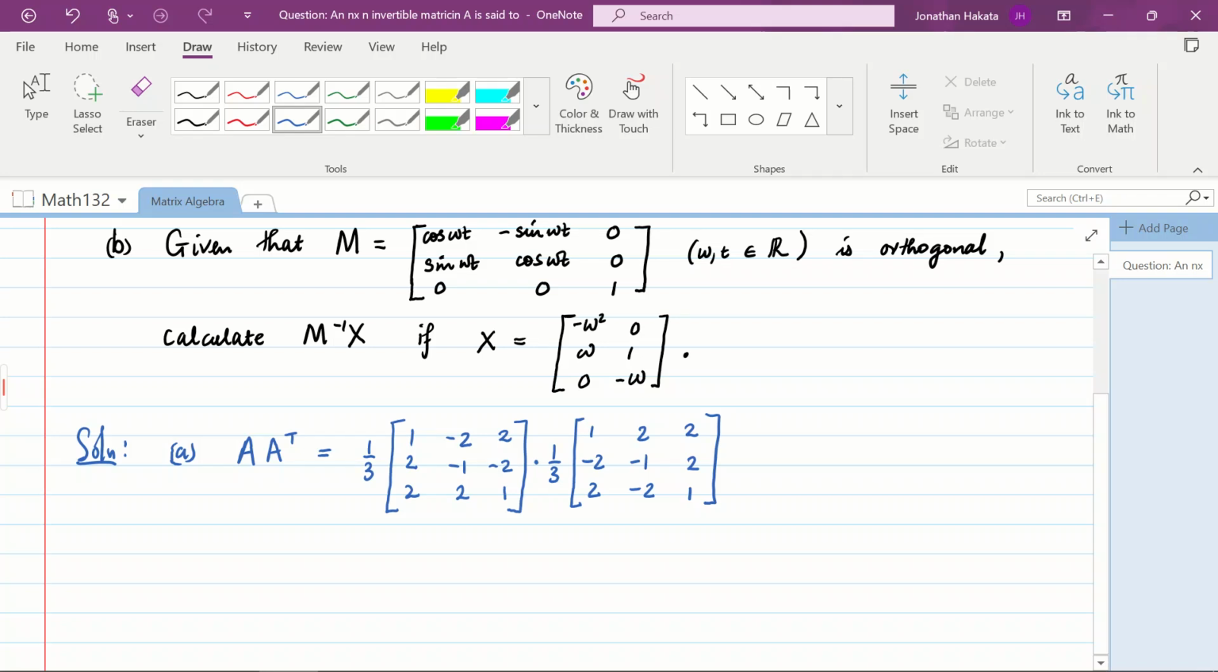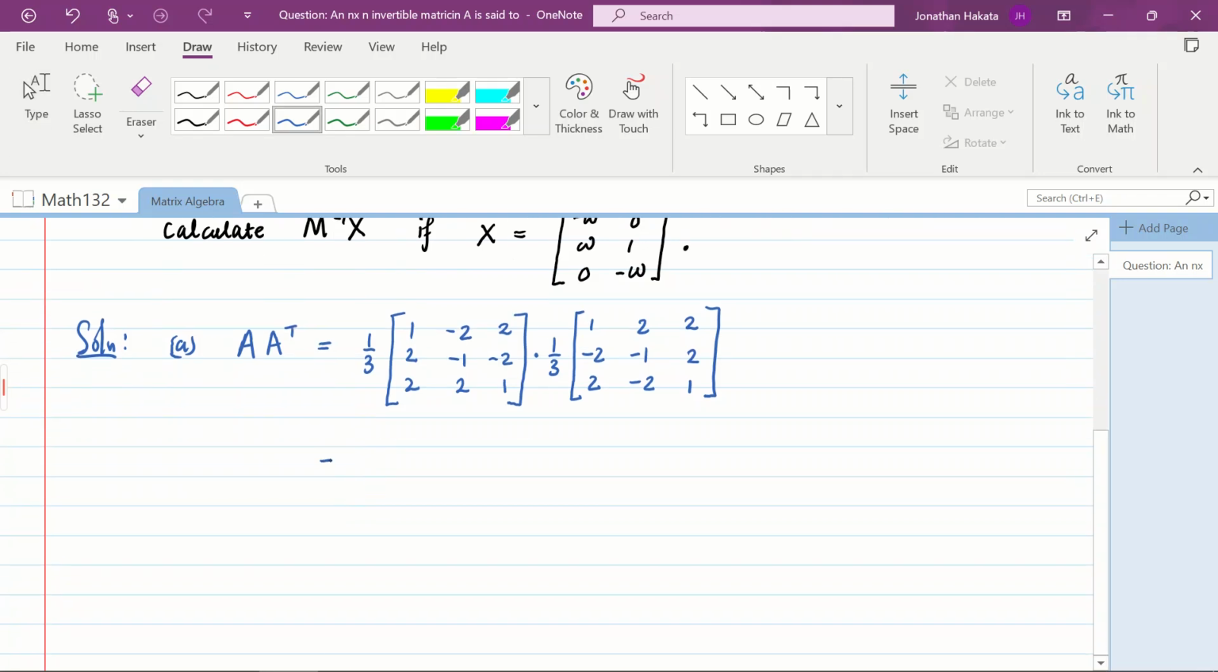Okay, so let's try to do the multiplication here. So 1/3 times 1/3, we always get 1/9. And let's do this long multiplication. Let's try to expand things in this bracket. So we say row by column. This first row by the first column, we have 1 by 1, which is a 1. Minus 2 times minus 2, which is positive 4. This 2 times this bottom 2, you end up with 4. And the first row by the second column, you end up with 1 times 2, which is a 2, minus 2 times minus 1, which is a positive 2, and then this 2 times minus 2 is minus 4.